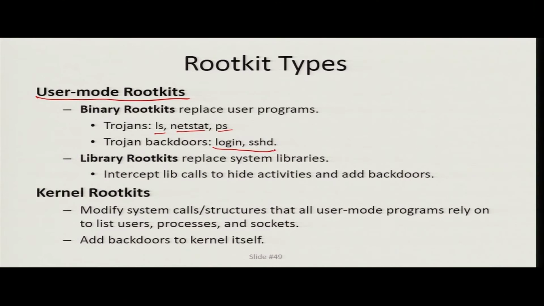Trojan backdoors like login, SSHD and so on, and then they could actually replace system libraries, so that they are basically wrapped system libraries, and they will do certain things before the actual system library is called. Kernel rootkits, they modify system call structures that all user mode programs use, and then add backdoors to the kernel itself, which is quite more dangerous.